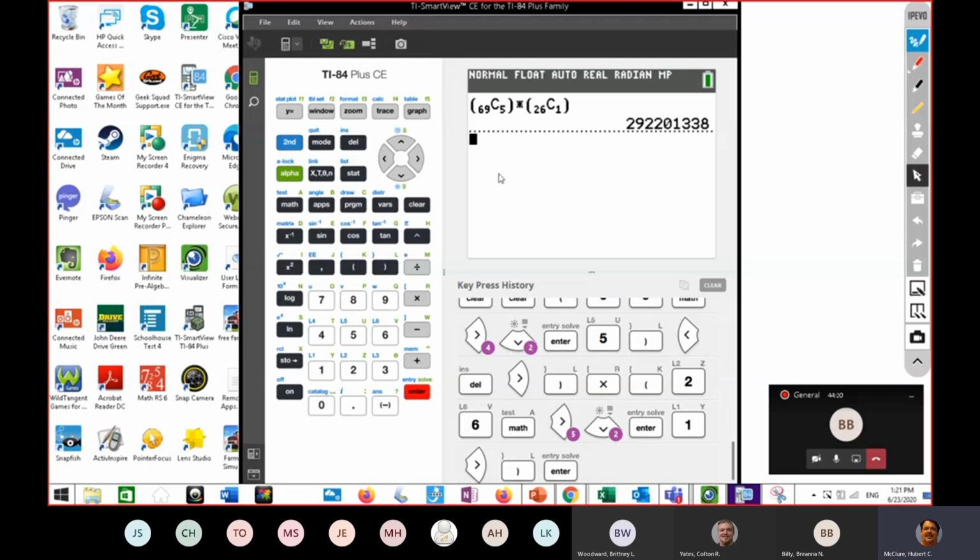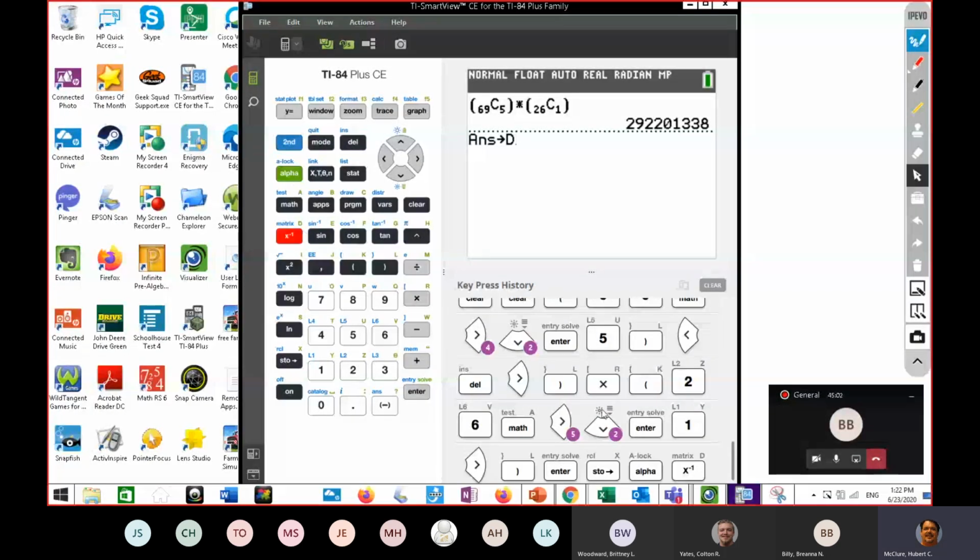Let me write that down, because if you want to write it as a fraction, that's your denominator. Let's see, 292,201,338. So your probability of winning the Powerball lottery, if you buy one ticket, is 1 over 292,201,338. But I'm going to store that in alpha D, the denominator.